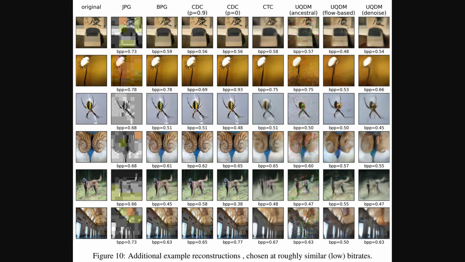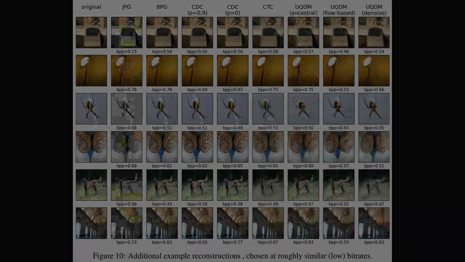Alright, and Figure 10 here provides some additional example reconstructions, this time focusing on roughly similar low bit rates. We see UQDM again, with ancestral, flow-based, and denoised outputs compared against JPEG, BPG, CDC, and CTC. Even at these lower rates, UQDM often holds up quite well visually, especially the flow-based and denoised versions, appearing competitive with, or better than, several alternatives shown here.